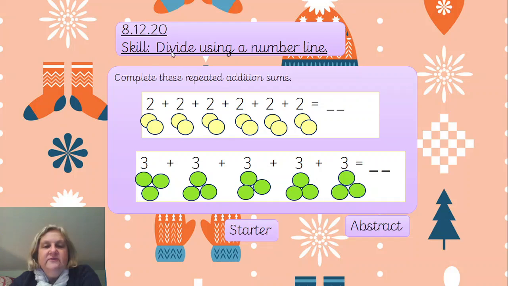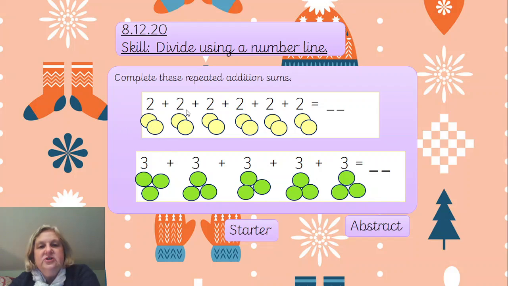So if you've gone for the call this morning, we would normally divide, sorry, not dividing in the number line, that's what we're going to be doing later. This is a starter. We're going to complete the repeated addition sums here.